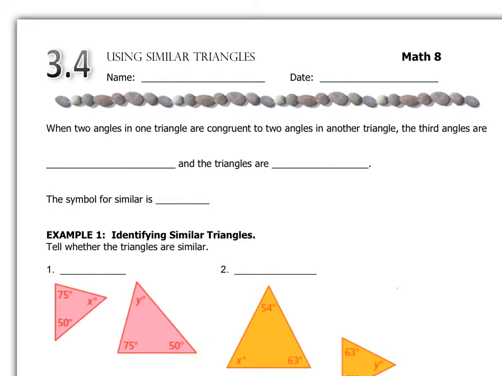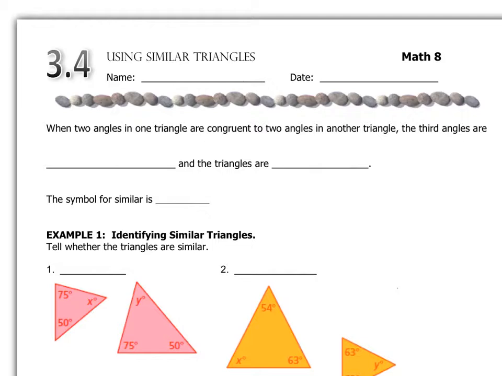So in this lesson, we look at these things called similar triangles. Now, you might know what similar means. Similar is when things are kind of the same, but not exactly the same, because if they were exactly the same, they would be congruent. So similar is when things have commonalities, but they're not exactly the same.